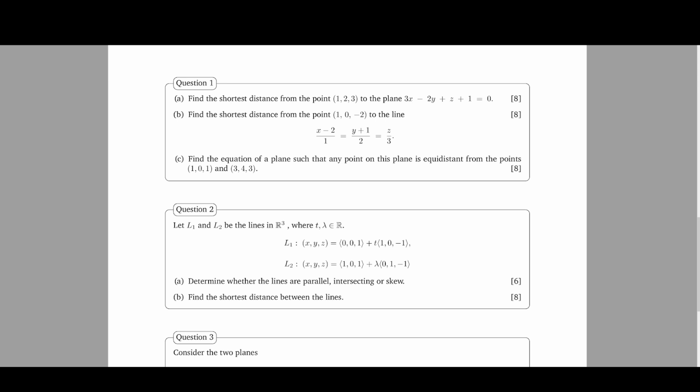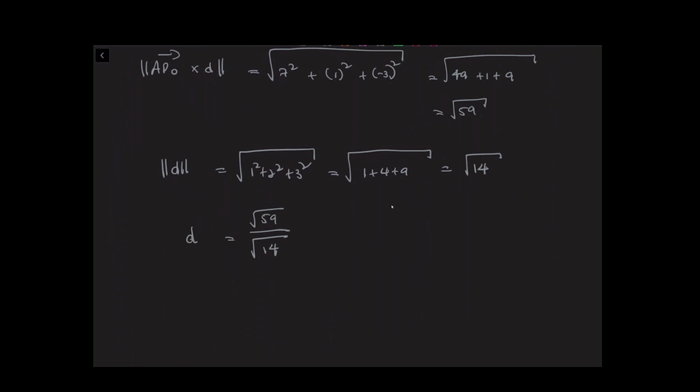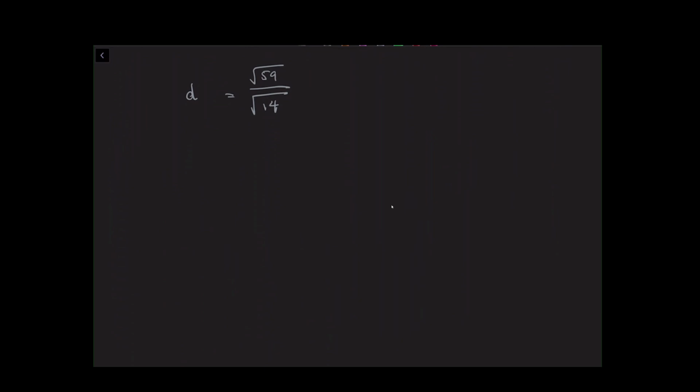So moving on to part C now, we have to find the equation of a plane such that any point on this plane is equidistant from the points (1, 0, 1) and (3, 4, 3). If they are equal distances, as the question said, then maybe we can use our midpoint formula. Let's call these two points P and Q, and we need to find the midpoint of PQ.